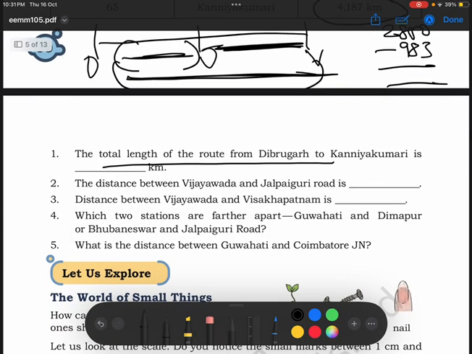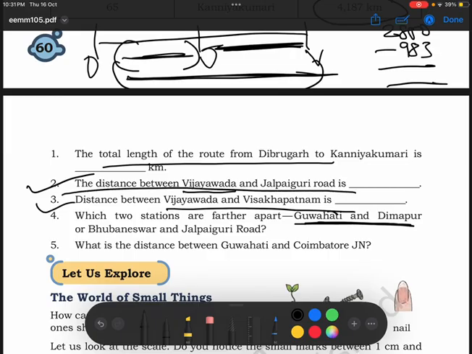In the same way you can find the distance between Vijayawada and Visakhapatnam. Which two stations are farther apart? Here you have to find which stations are farther apart. You will find the distance between Guwahati and Dimapur, like we have done here. We found the distance between Vijayawada and Jalpaiguri. In the same way you will find the distance between Guwahati and Dimapur, and between Bhubaneswar and Jalpaiguri, and then you can compare which are farther.